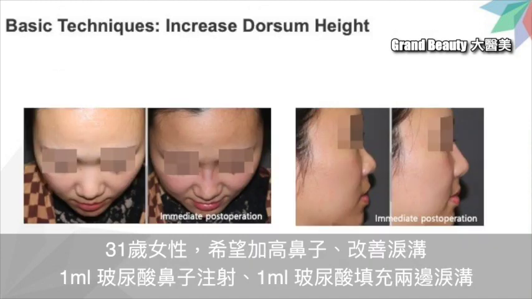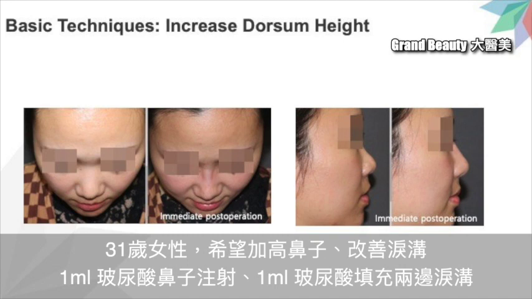This 31-year-old patient presented for the correction of low dorsum and sunken tear troughs. 1 cc of hyaluronic acid was injected into the nose and 0.5 cc per side into the tear troughs. She was happy with the results.